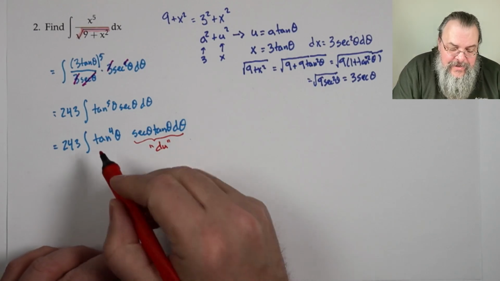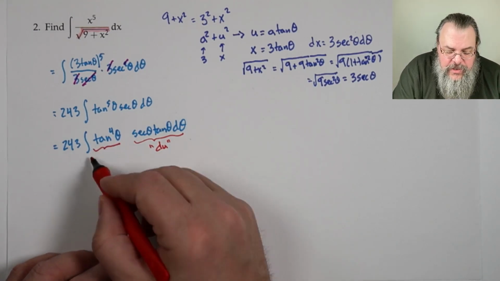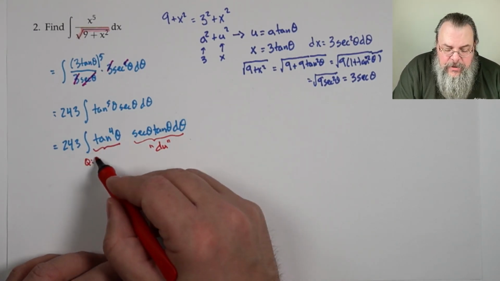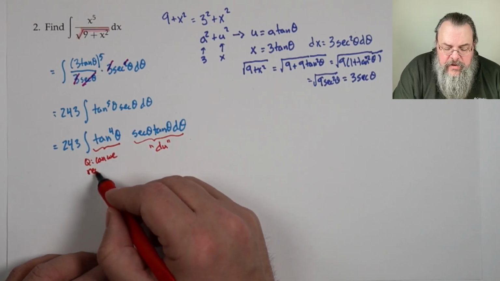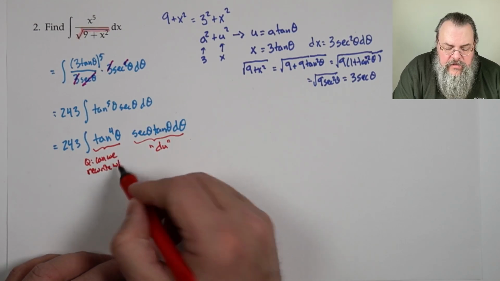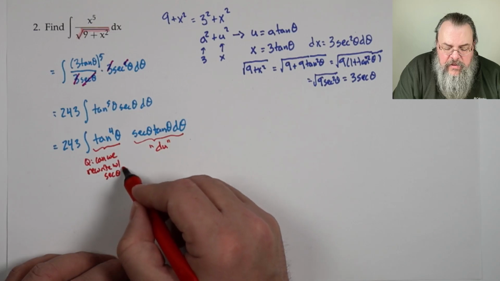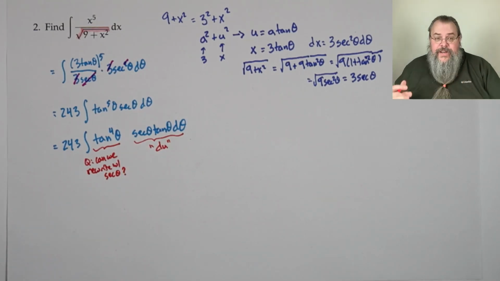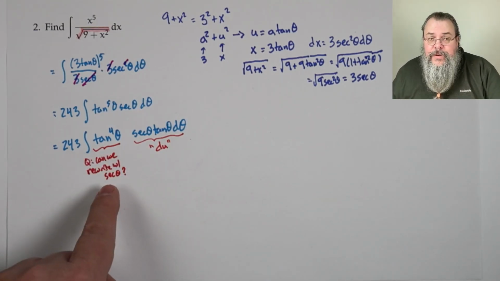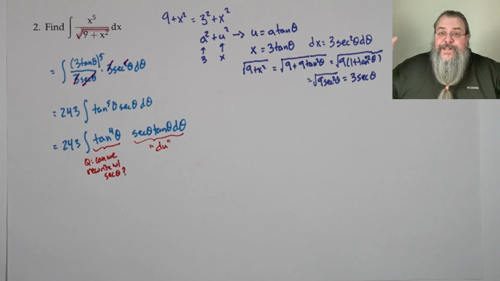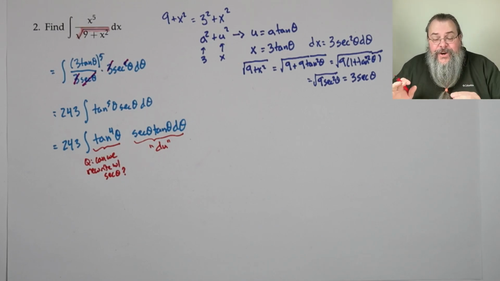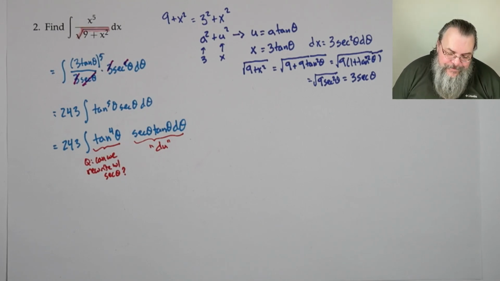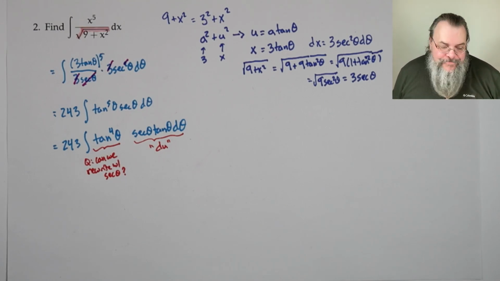Now we have ourselves a question. Can we rewrite with secant? If the answer is yes, then we're in great shape, because then we make u equals secant, there's a du, life is good, and it's party time, because we can integrate. If the answer is no, so let's see where we're at.